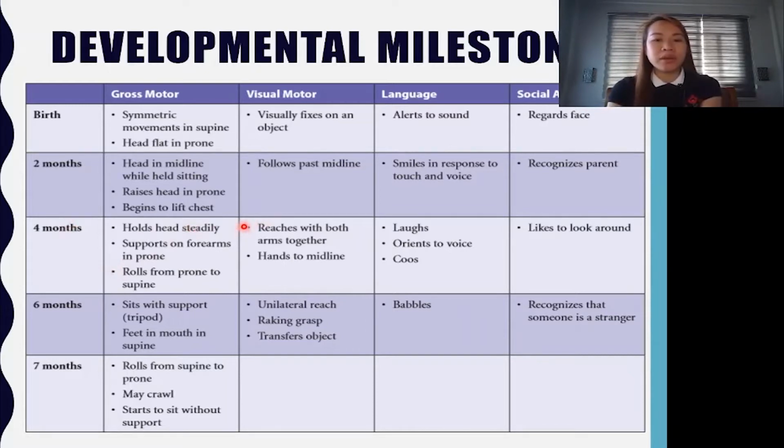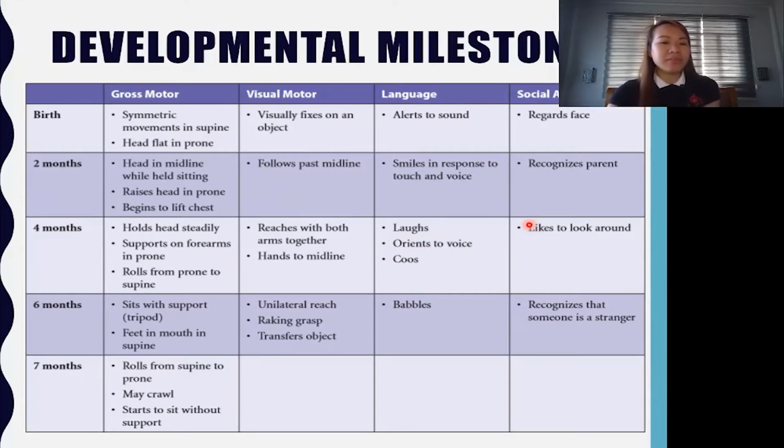They reach with both arms together, so they can already do that, and hands to midline. Next is they can already laugh. They are oriented to the voice, especially that of their mother or father. They coo, and they like to look around. So tumitingin na sila sa iba't ibang areas.